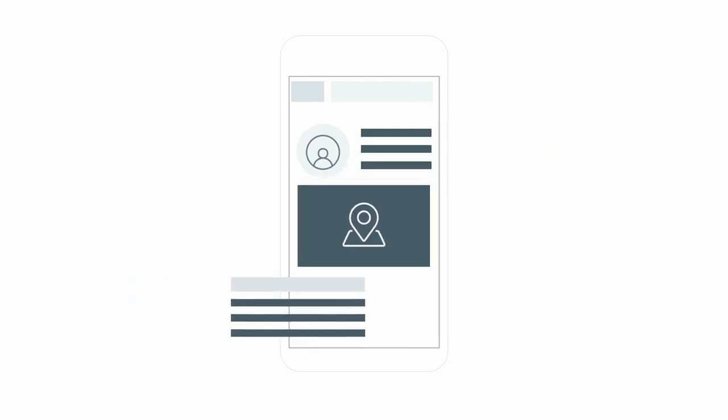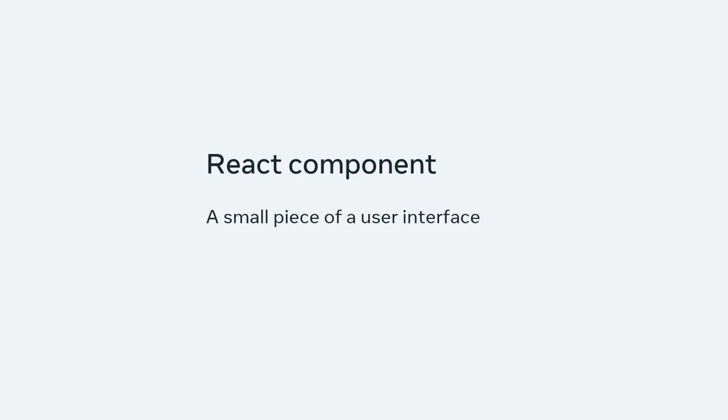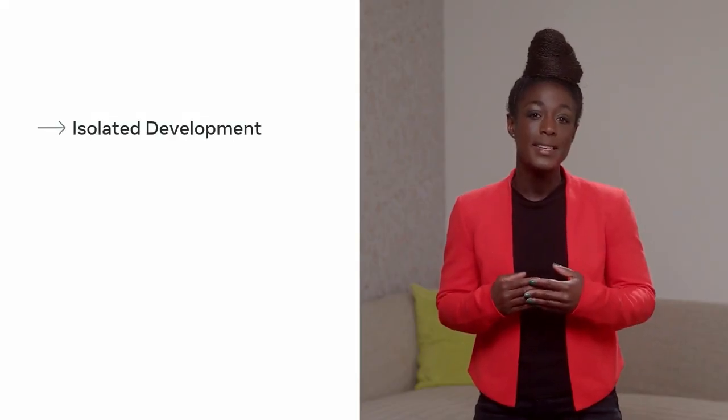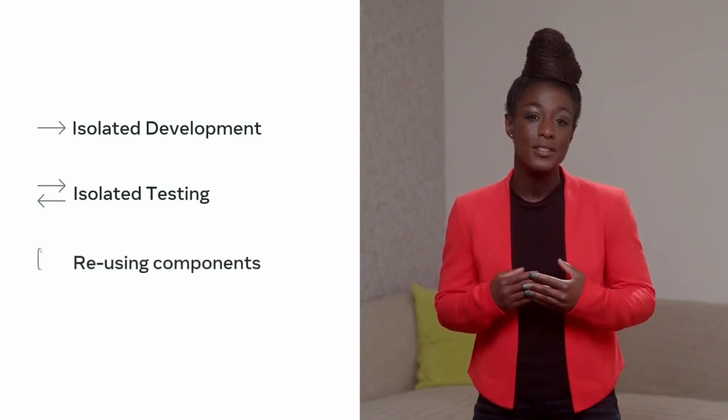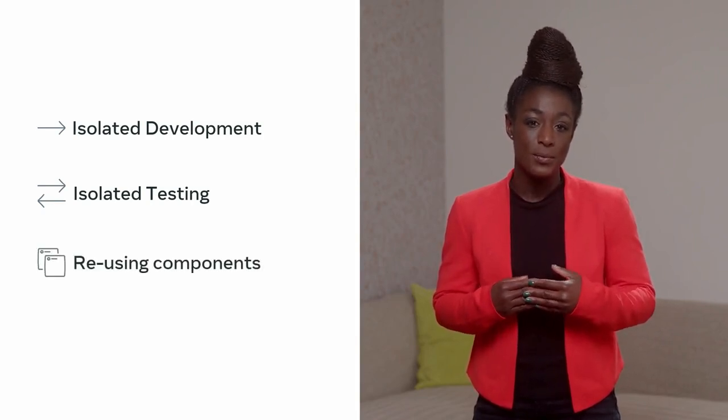The key concept behind React is that it allows you to define components that you can combine to build a web application. A component is basically a small piece of user interface, such as a music player or photo gallery. This component model allows you to do several things, such as developing and testing parts of the application in isolation, and it also allows you to reuse components across multiple sections of the application as well.